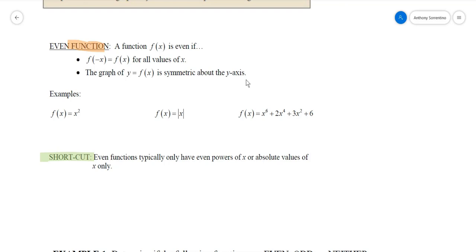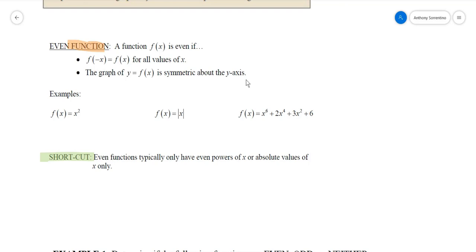Even functions typically have even powers of x or absolute values of x only. So, there's no quantities being raised to powers. And all the powers are going to be even numbered powers, or might have an absolute value around it. That's a good way of identifying which way you think it should go. It is not, however, a determination.